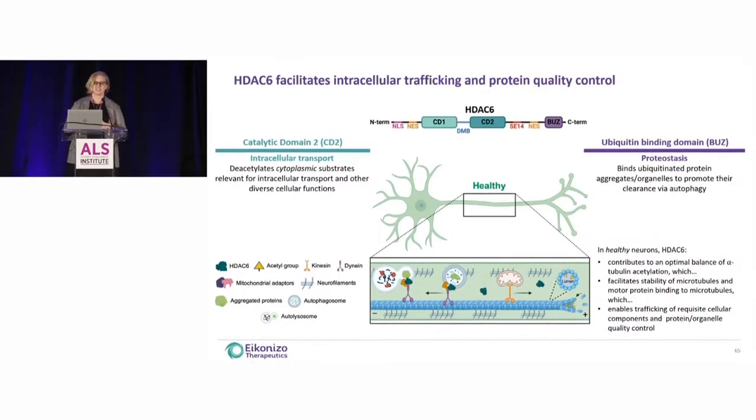In healthy neurons, HDAC6 contributes to the optimal balance of tubulin acetylation, which facilitates microtubule stability and motor protein binding, which subsequently enables protein and organelle clearance and quality control. So if HDAC6 helps to keep neurons healthy, you may be wondering why we're interested in targeting it in neurodegenerative disease.